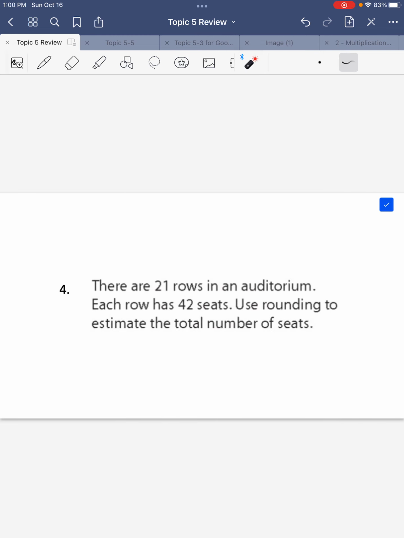Number 4 says, there are 21 rows in an auditorium. Each row has 42 seats. Use rounding to estimate the total number of seats. So I'm going to do my cubes, circle my numbers, 21, 42, underline my question. There's no question here, but it's asking total number of seats, okay?